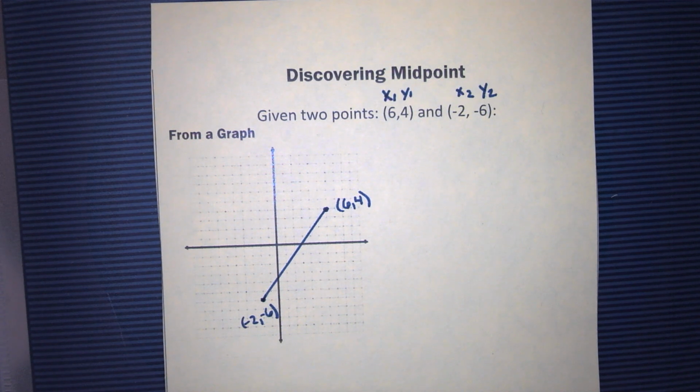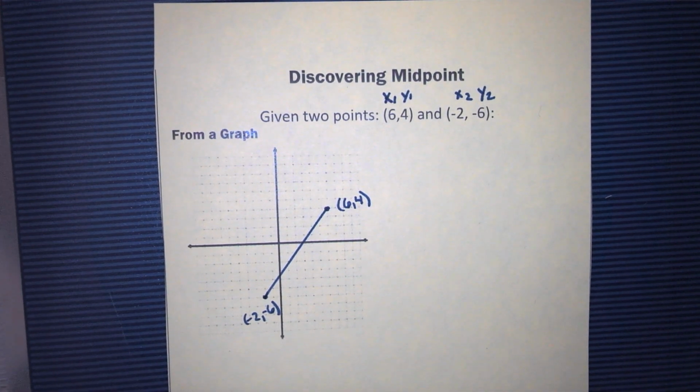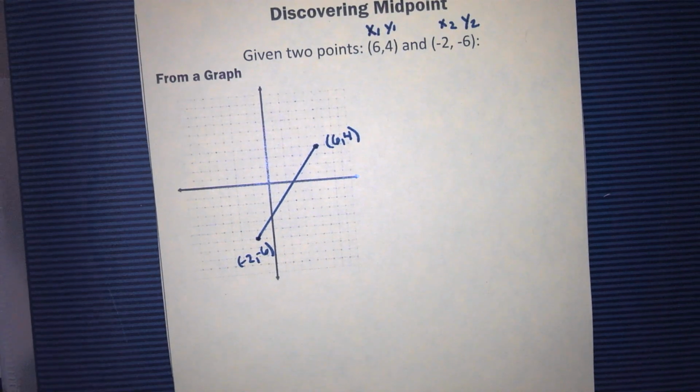And the way we're going to think about it is if we're on the graph, there are two directions on the graph. We have up and down and we have left to right. We're going to need to locate the middle of both of those to find the midpoint. So a midpoint is the point that's in the middle both for the x and the y. So first I'm going to look at the x.